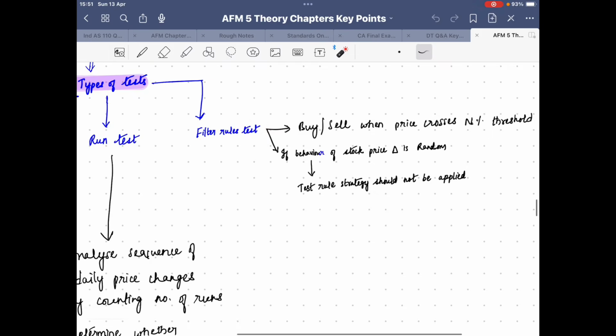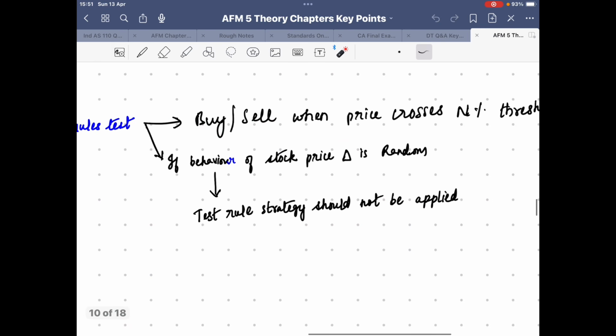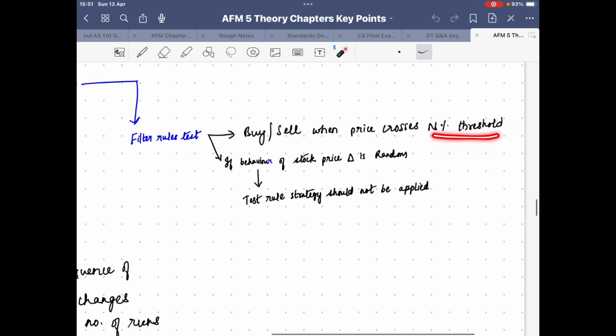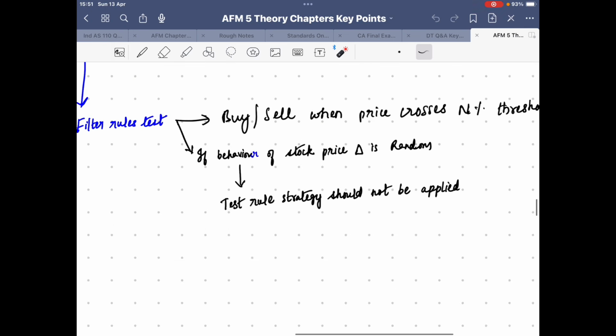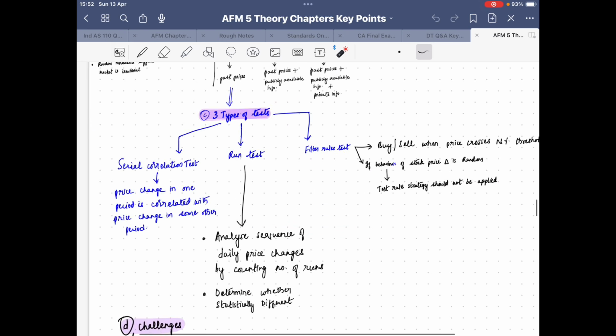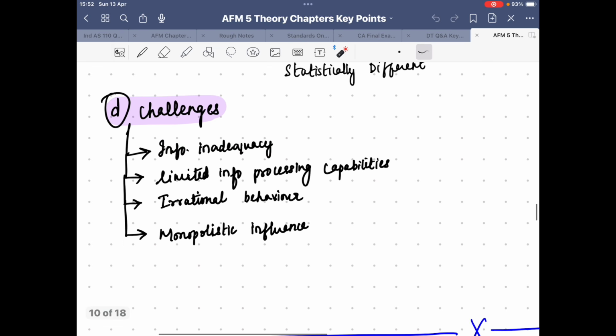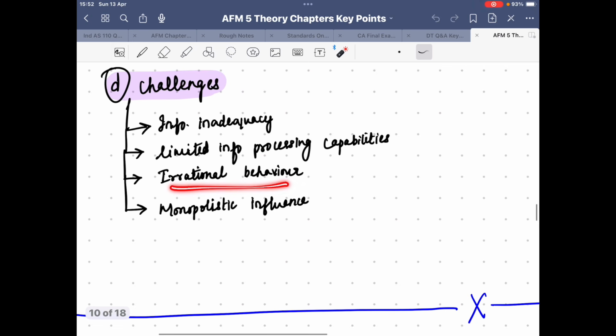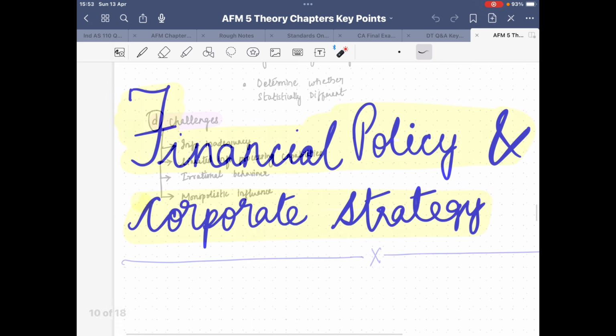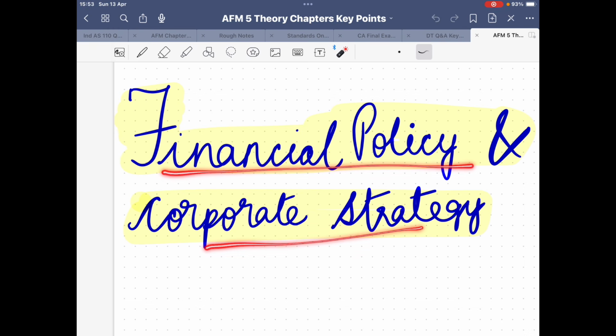Filter rules test: buy or sell when price crosses n percentage threshold. If behavior of stock price changes is random, test rule strategy should not be applied. Now coming to challenges: information inadequacy, limited information processing capabilities, irrational behavior and monopolistic influence. End of this chapter.